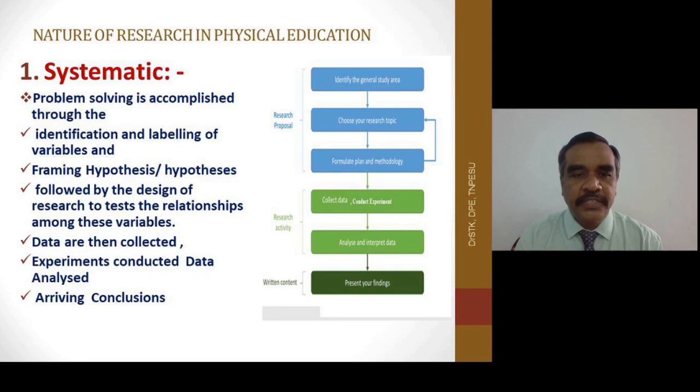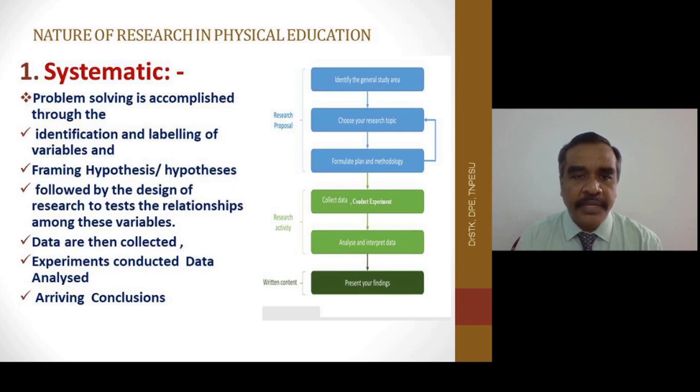The first one is systematic. The purpose of research is to find out the answer for your research question, to find out the solution for your research problem. So it involves many systematic procedures. At the beginning, you are identifying and labeling the variables. What is your dependent variable? What is your independent variable? What is the training you are going to give? What are the things you are going to measure? That you have to identify.